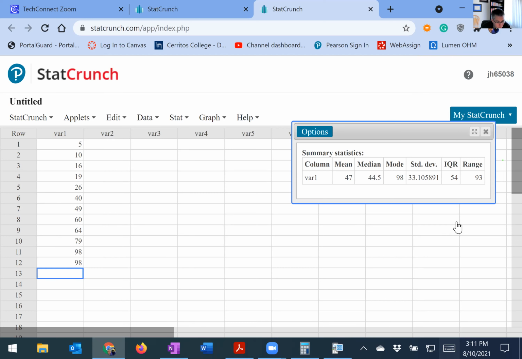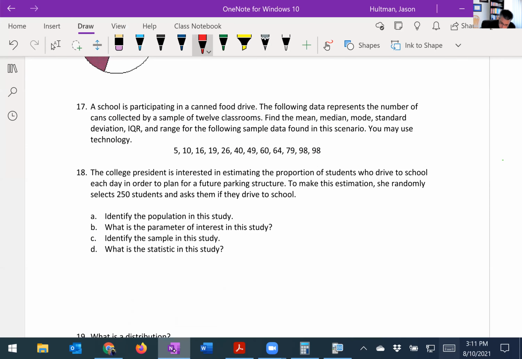The median is 44.5. The mode is 98. The standard deviation is 33.1. The IQR is 54, and the range is 93. Okay, pretty cool. Okay, so let me put that in here.